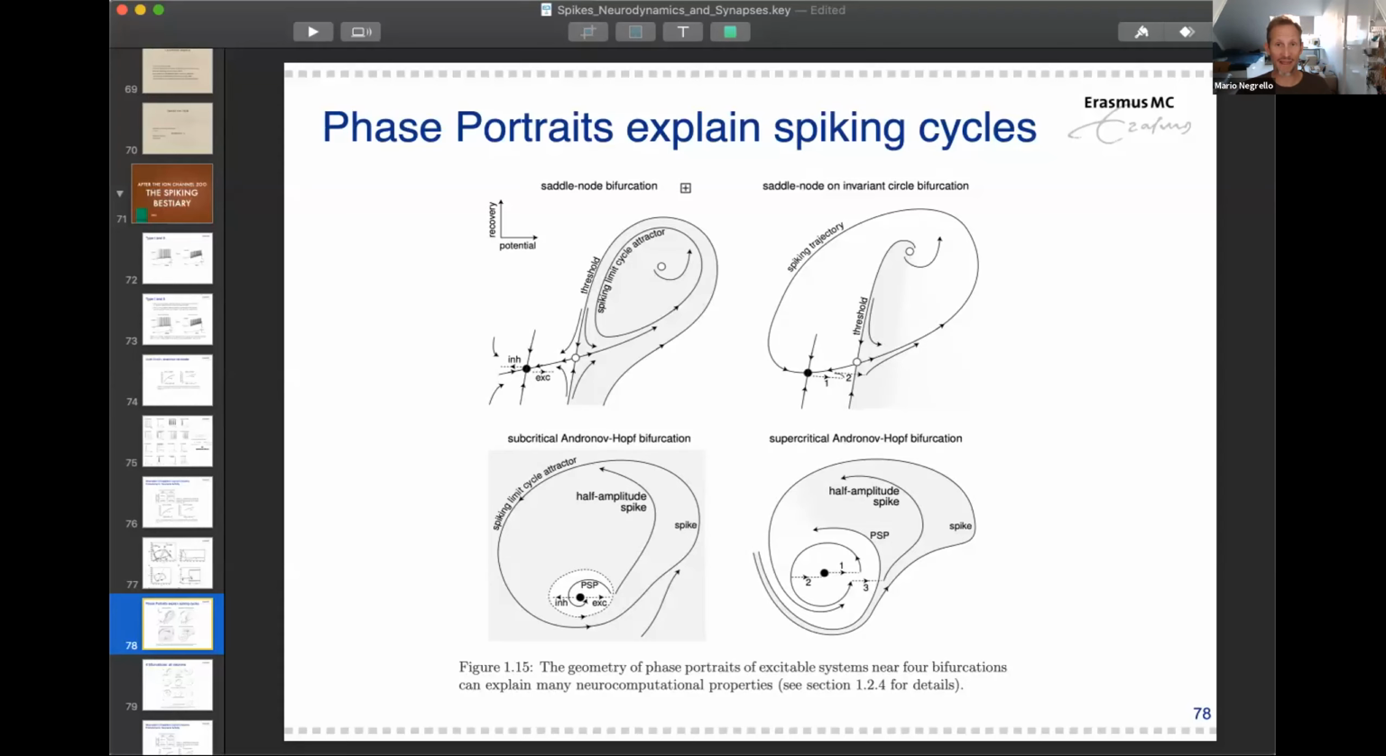And then you have the supercritical Andronov-Hopf bifurcation, in which you have the production of spikes with any amplitude. It also has a limit cycle, but this limit cycle now varies smoothly in amplitude with injected current and other parameters. It has a resting state, but it no longer has the unstable limit cycle that you can cross.